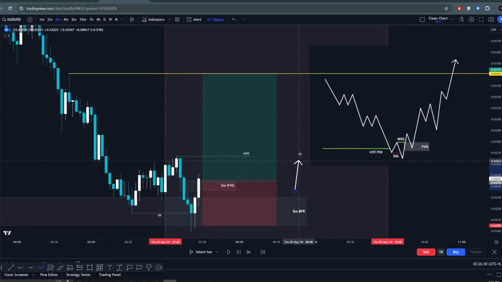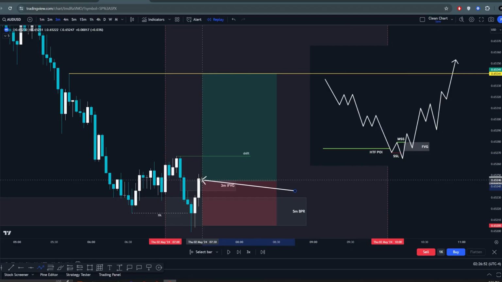As we can see, we have here a higher time frame point of interest. This is our higher time frame point of interest. We have here a sell-side liquidity sweep. This is our sell-side liquidity sweep. Wait for a market structure shift. For me, this is my market structure shift.